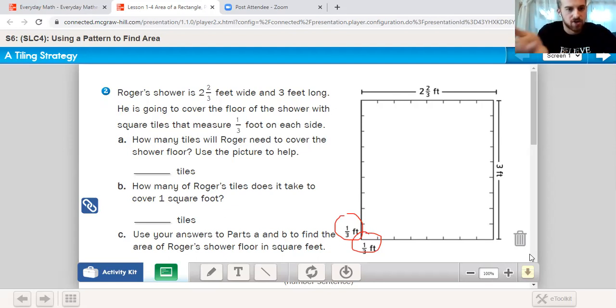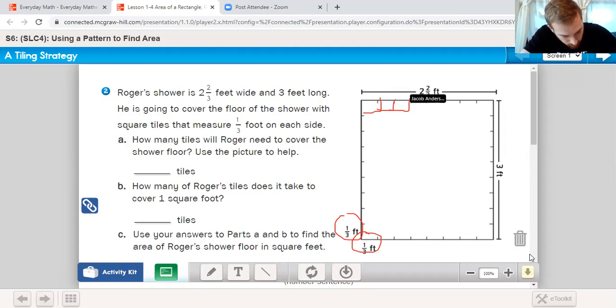Then part A wants to know, how many tiles will Roger need to cover the shower floor? It says use a picture to help. So that little trick we just learned is going to help us out. When I showed us there's 1/3 foot by 1/3 foot little tiles, that means there's going to be 9 tiles in a square foot. So all we have to do, I'm going to go up top here and just connect the little hash marks.